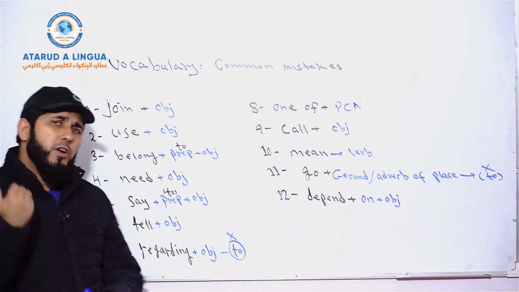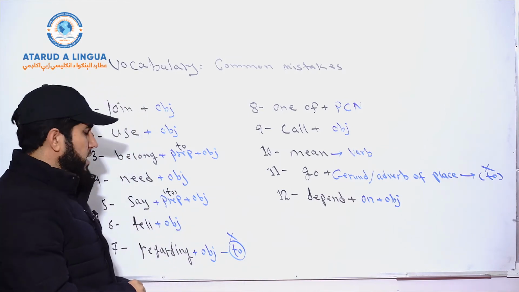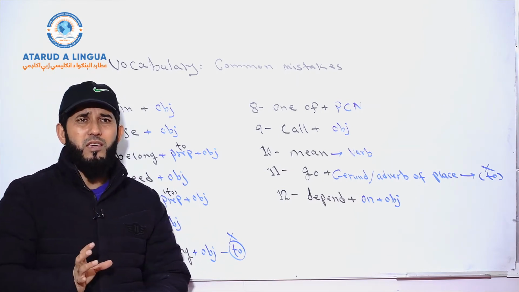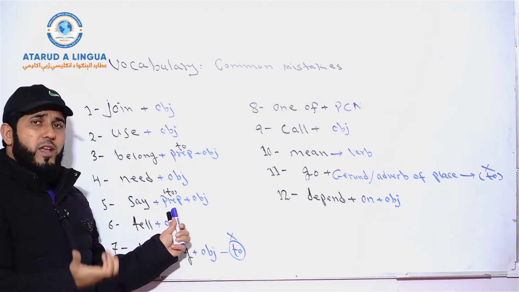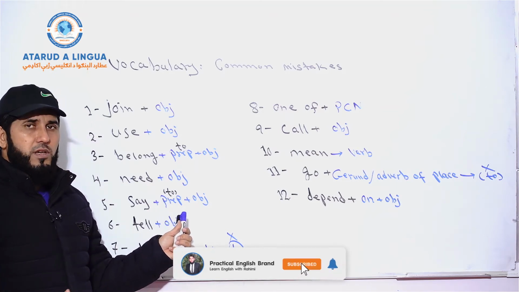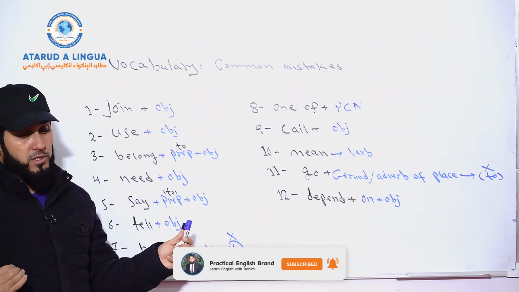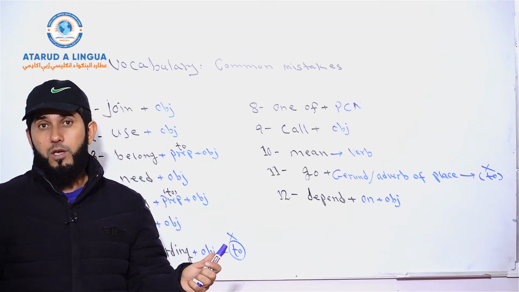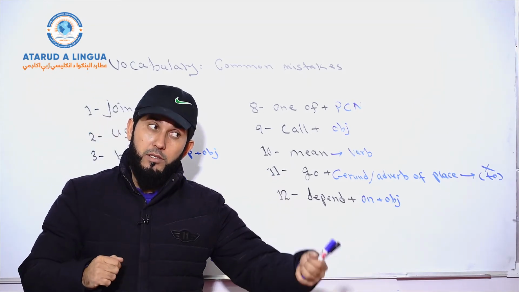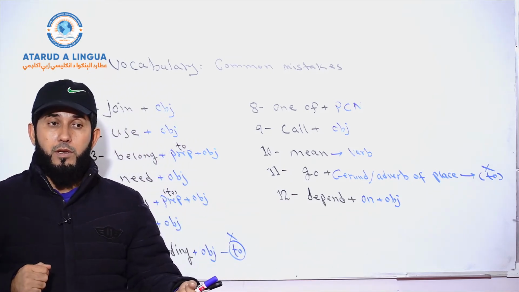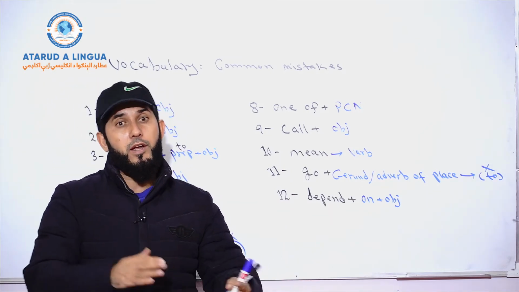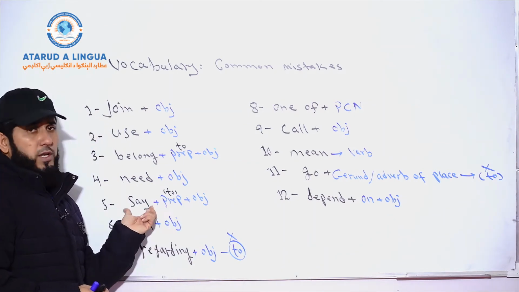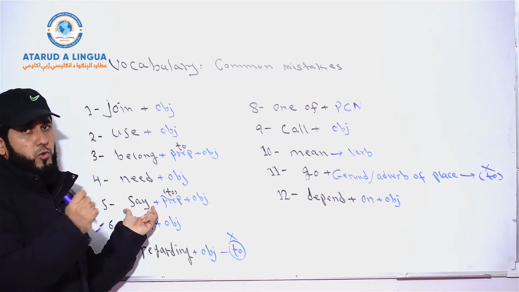And say. I've heard many students saying, "he said me yesterday," or "I will say you." No, say is an intransitive verb, which means it needs a preposition and then the object. He said to me that, and then you continue the sentence. I will say it to you. Or for example, he said to me that he had a problem. So we cannot bring an object directly after say because it is an intransitive verb.